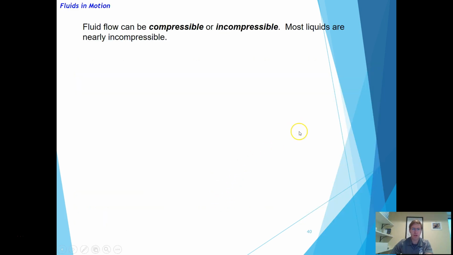A couple of other characteristics of fluids are particularly important to consider when they're in motion. One is whether a fluid is compressible or incompressible.